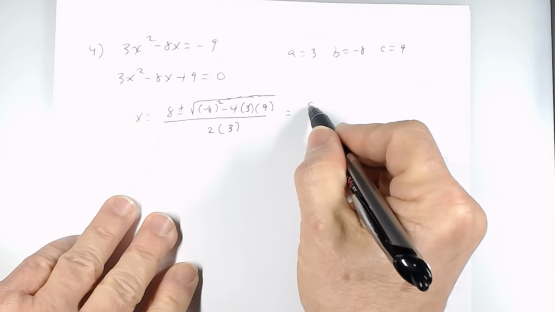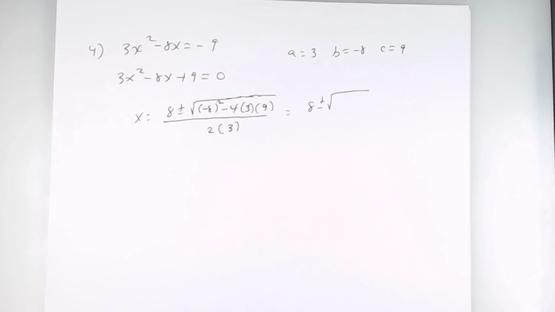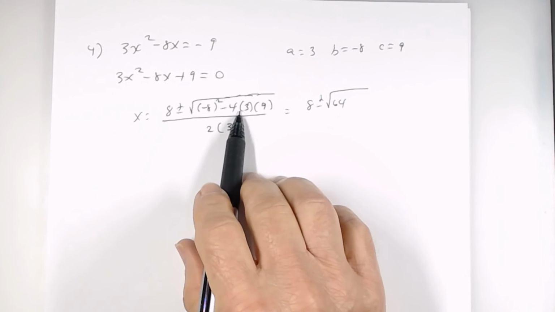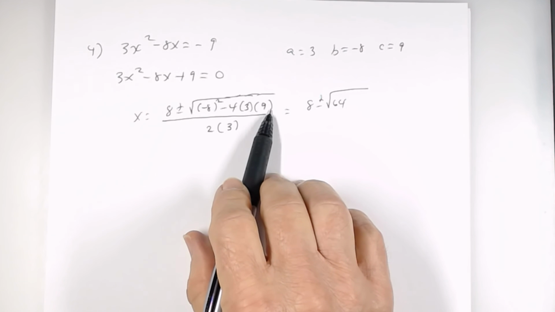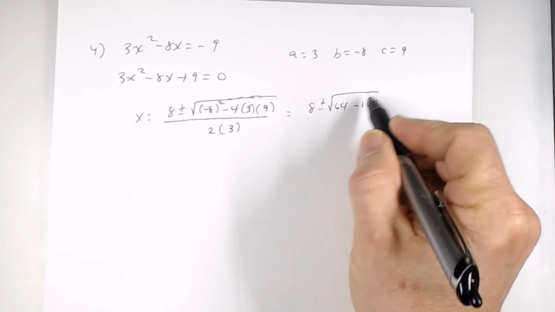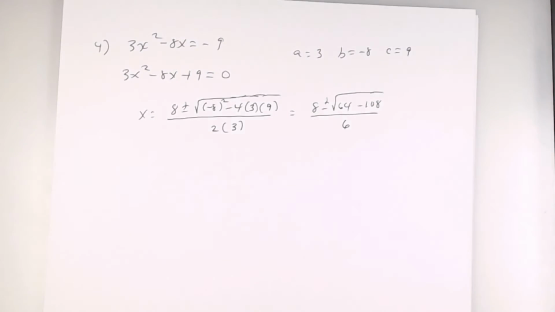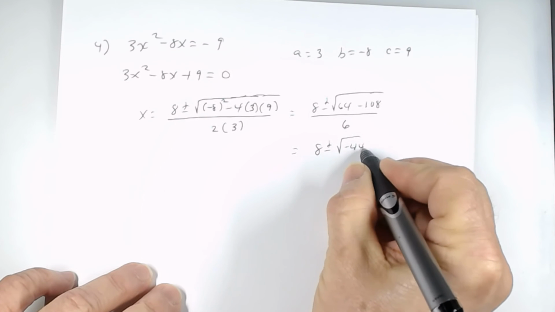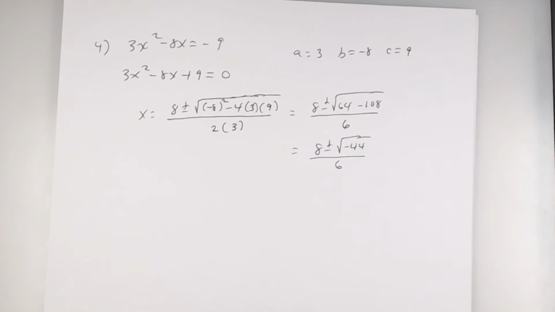All right, so I get 8 plus or minus. This is where, at this point, you would simplify the discriminant. What's negative 8 squared? 64, because a negative 8 times a negative 8 is a positive 64. Now use your calculator if you need to. A negative 4 times 3 times 9. Negative 108. All divided by 6. All right, what's 64 minus 108? Negative 44, okay.